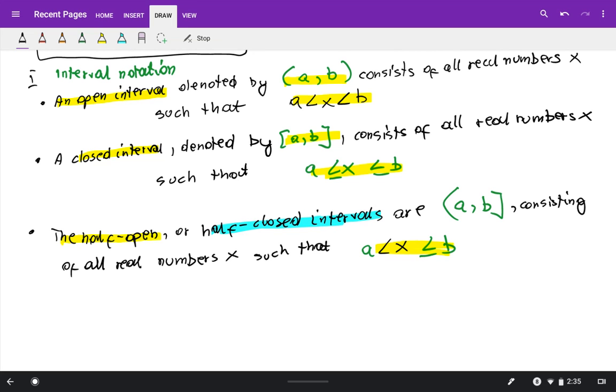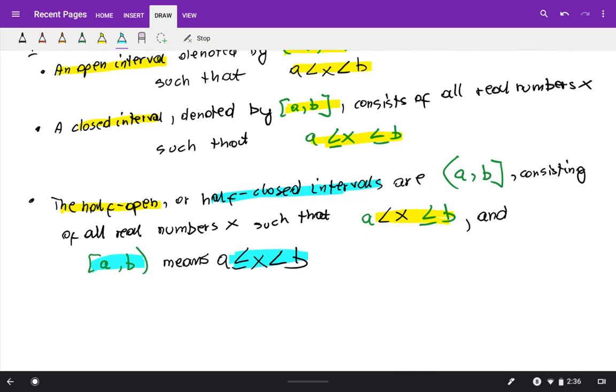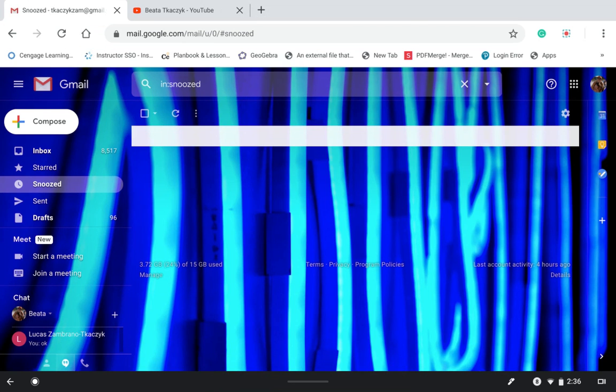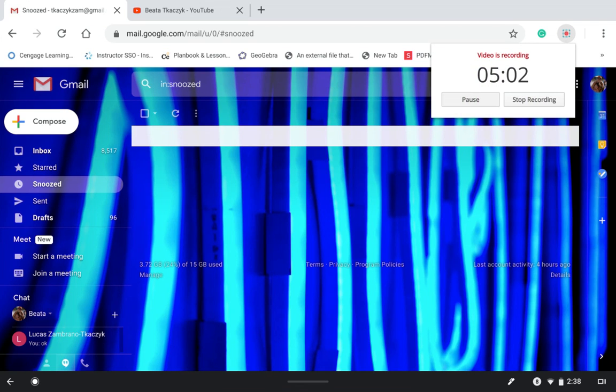Then the other half open, half closed interval, and we can have something like this: bracket a, which means we include a, parenthesis b, which means that x is greater than or equal to a, however is less than b. Okay. And I will be back.